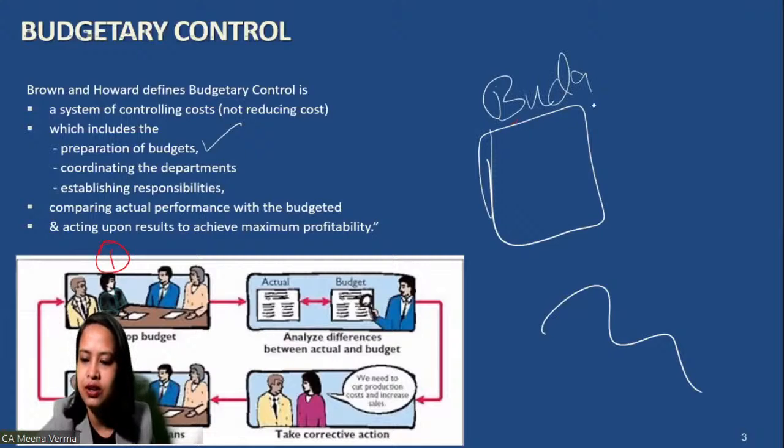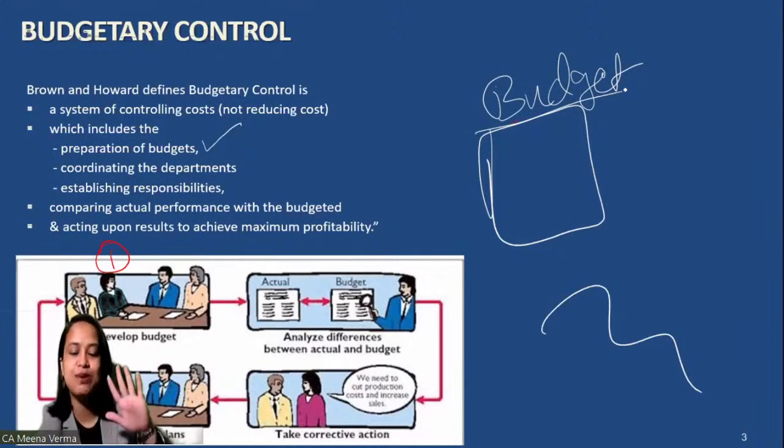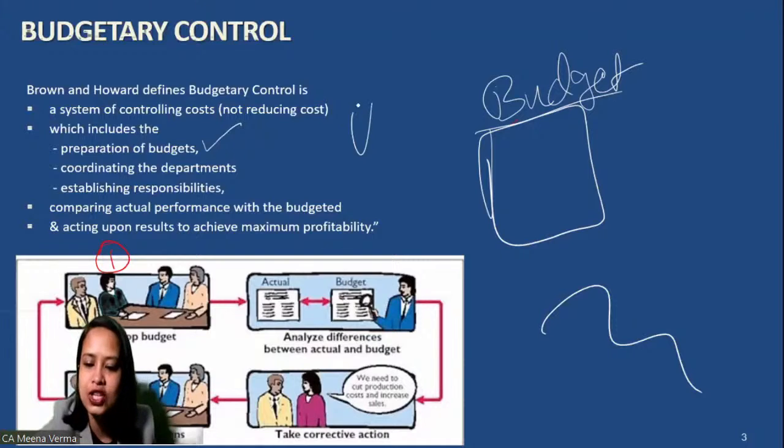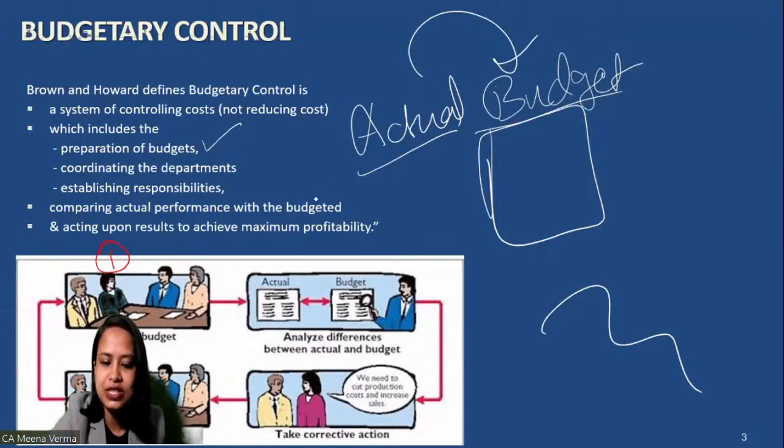Okay, then while you were doing the business, actual expenditure arises in your organization. So after the actual performance in your organization, you will compare your actual performance with the budgeted one, right? Like your actual sale with the budgeted sale, your actual expenditure with the budgeted expenditure. So you compare your actual result, your actual performance with the budgeted performance. Okay, so you do this comparison.